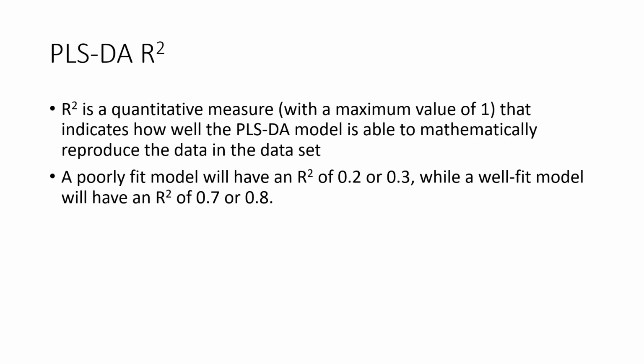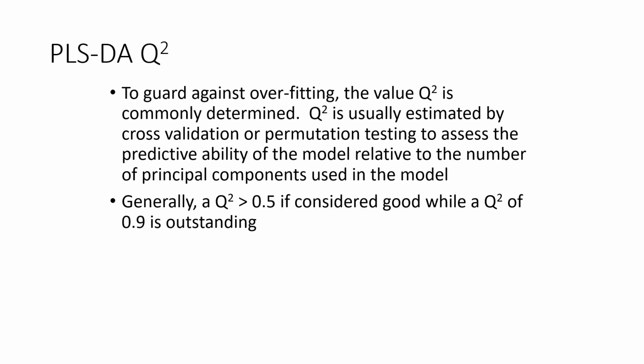Overall, R squared is a quantitative measure. It's a measure of how well the PLSDA model reproduces the data in the data set. So in essence, you can think of it as a correlation. Just like Pearson correlation values, if they're around 0.2 or 0.3, those are terrible. If they're about 0.7, 0.8, they're very good.